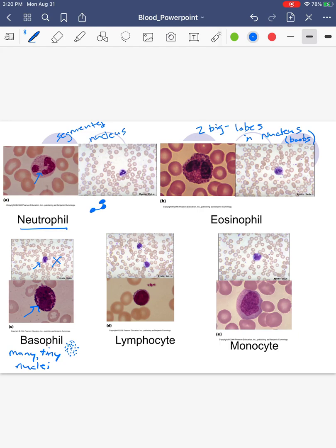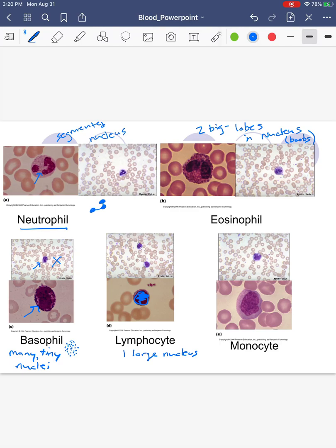Now, on the other hand, the lymphocyte is pretty common. It's the second most common. A lymphocyte has one large nucleus, and that nucleus pretty much takes up the whole cell. So in this picture, this whole thing is a nucleus. It takes up almost the whole cell.